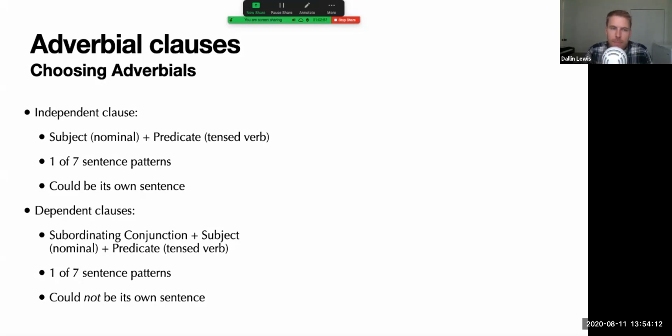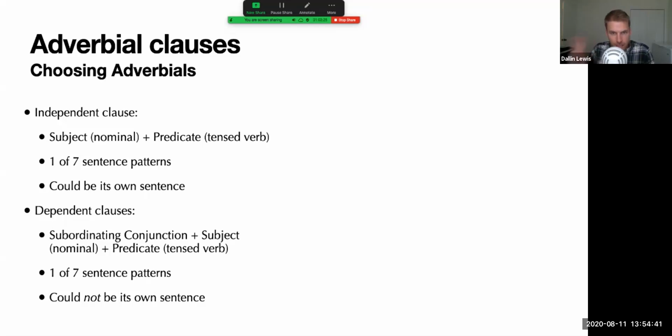That means they can form part of a sentence, but they could not be a sentence all on their own. Dependent clauses come with a subordinating conjunction, some word at the very beginning of the clause indicating that they are dependent and not independent, and that connect them to that independent clause. And along with that subordinating conjunction, they also have a subject and a predicate, just like any other independent clause would. And likewise, dependent clauses also fit one of the 7 sentence patterns, even though they cannot exist on their own as a sentence.